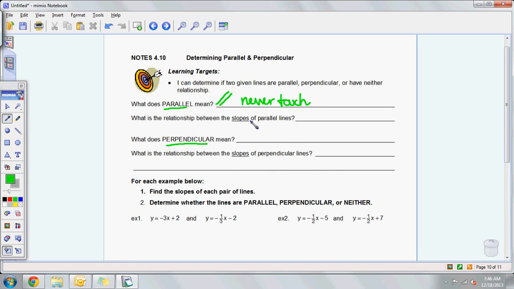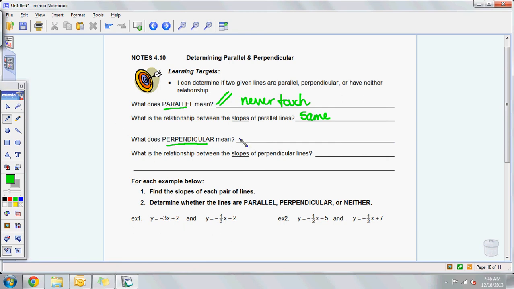So the relationship of their slopes, so if we were to find the slope of this line and the slope of this line, since they never touch, slopes of parallel lines are going to be exactly the same. So if the slope of this line is 2, then the slope of this line has to be 2. That's why they never touch.